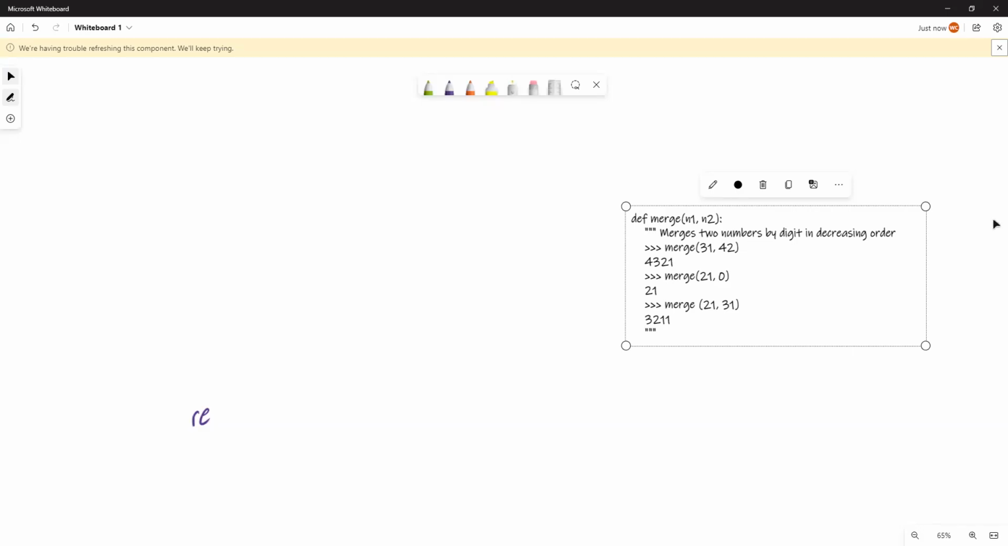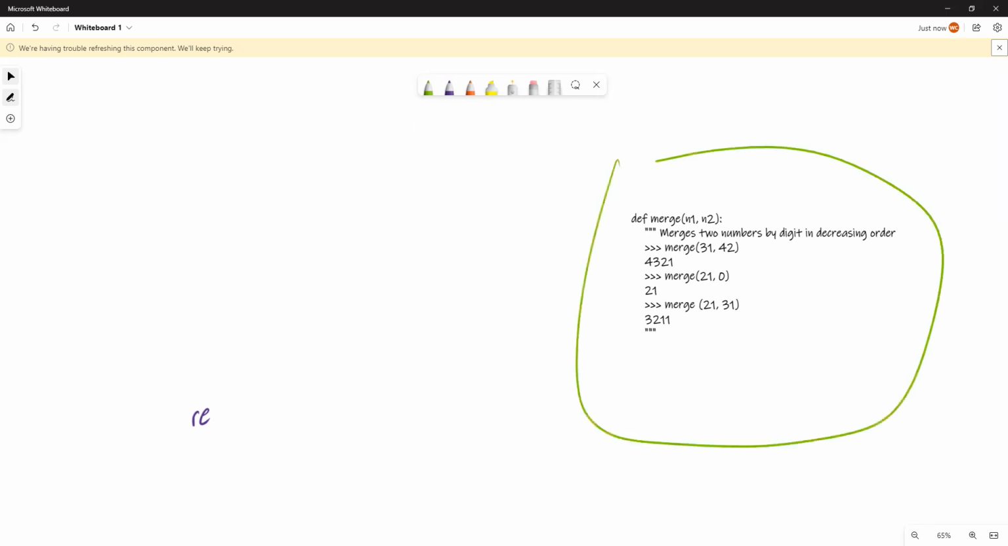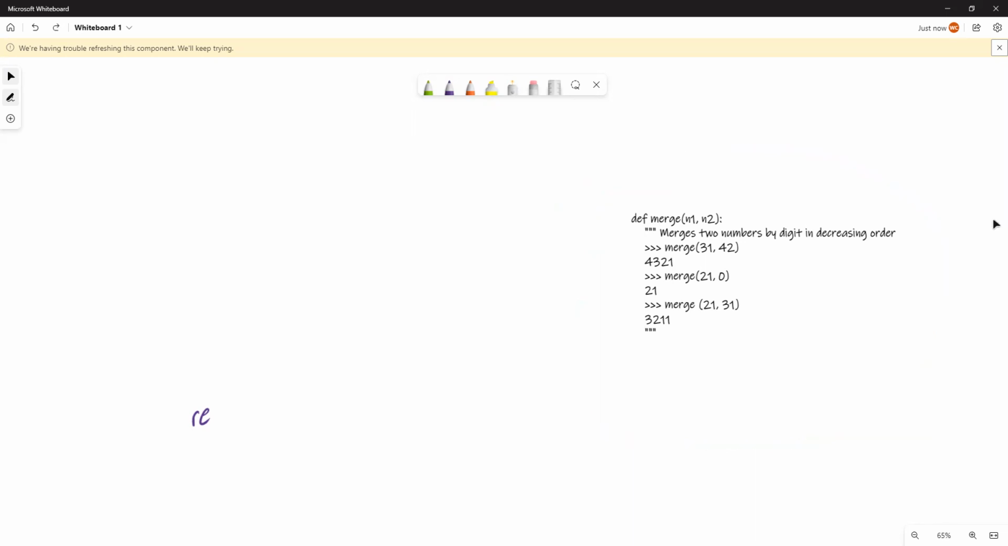Okay, today I want to show you how to use the recursive function, how to think of the recursive way. So this question here is a simple question. Sorry, it's not simple. Maybe it's not simple for some of you guys.